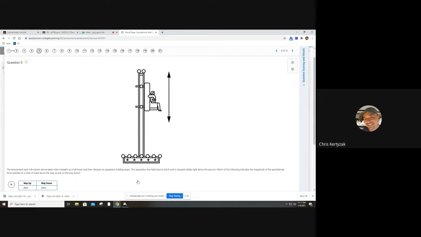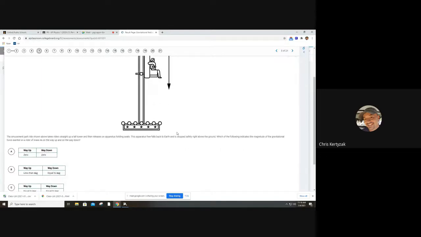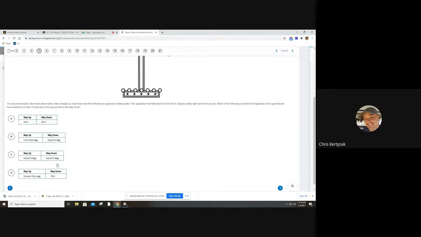Anyways, what's the question? Which of the following indicates the magnitude of the gravitational force exerted on this rider? Remember, the magnitude of the gravitational force is just his weight, mg, since he has a mass of m. Which one of these best describes what he weighs on the way up and on the way down? Remembering that the gravitational force is just his weight, don't let it confuse you. Does your weight change as you go up or down? Of course not. You weigh mg on the way up and you weigh mg on the way down. C. Number 6.